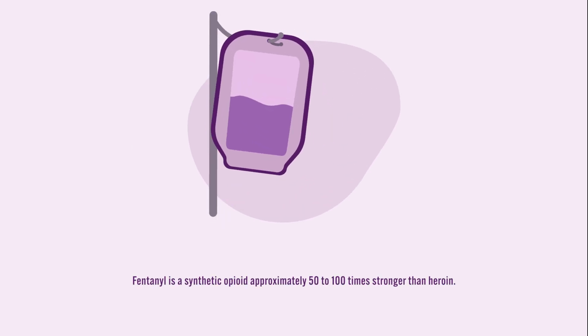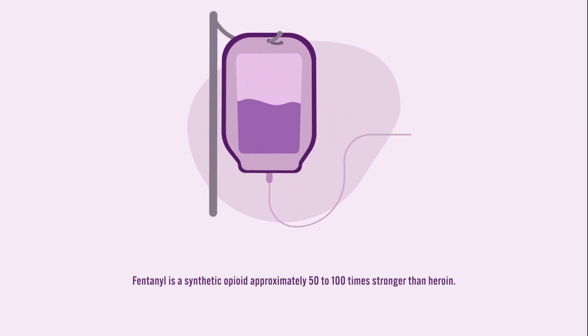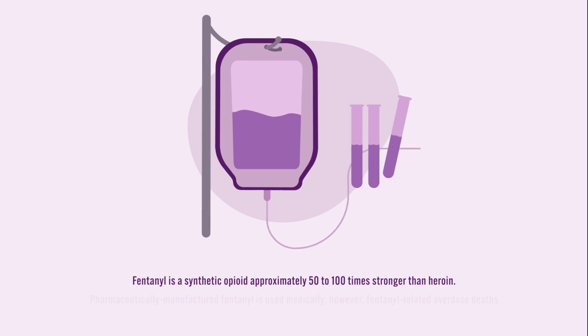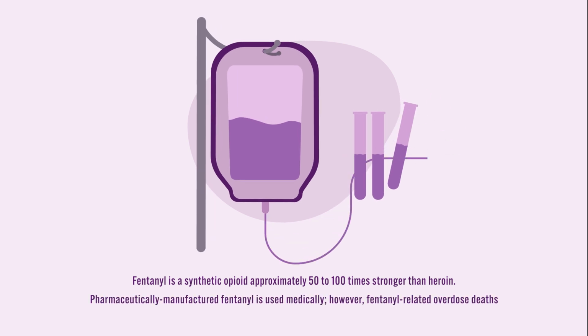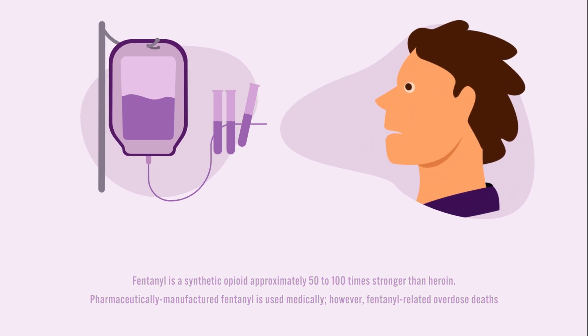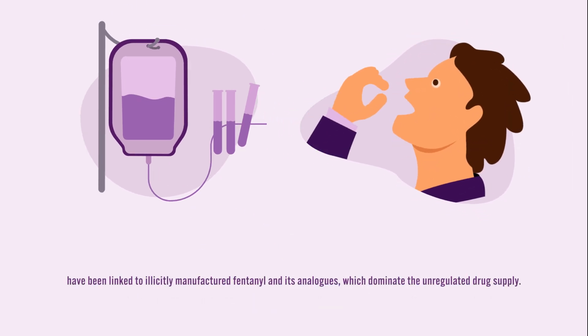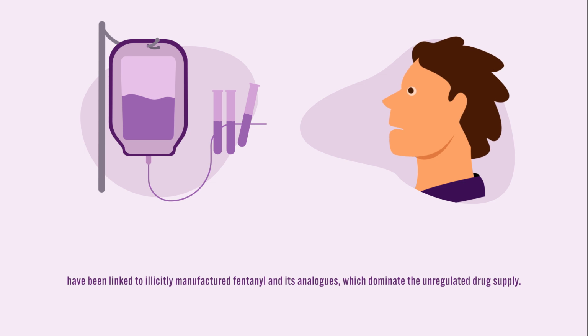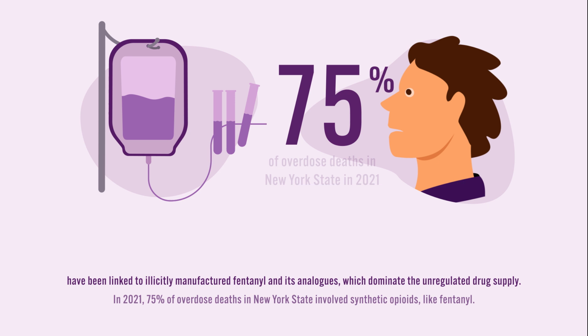Fentanyl is a synthetic opioid approximately 50 to 100 times stronger than heroin. Pharmaceutically manufactured fentanyl is used medically. However, fentanyl-related overdose deaths have been linked to illicitly manufactured fentanyl and its analogs, which dominate the unregulated drug supply. In 2021, 75% of overdose deaths in New York State involved synthetic opioids like fentanyl.